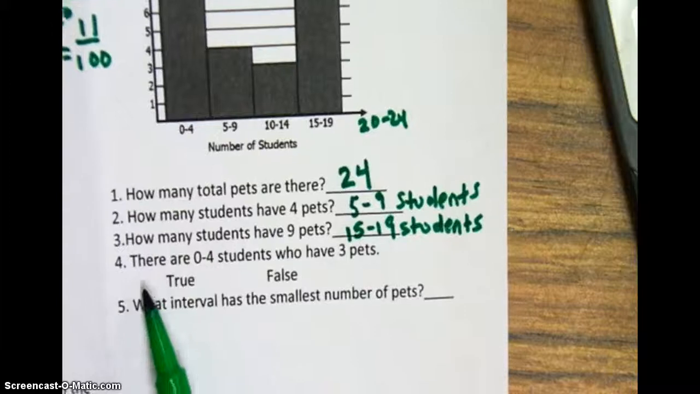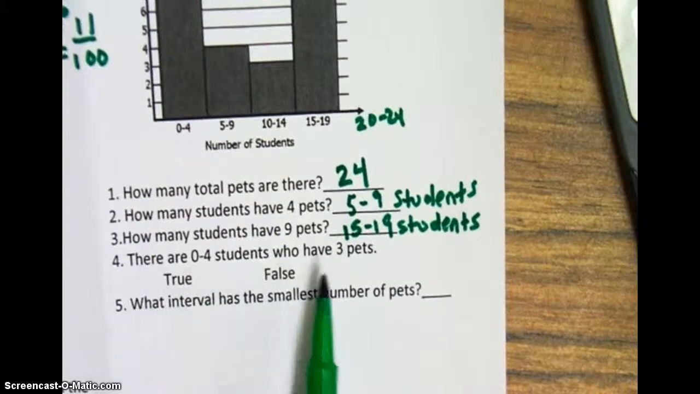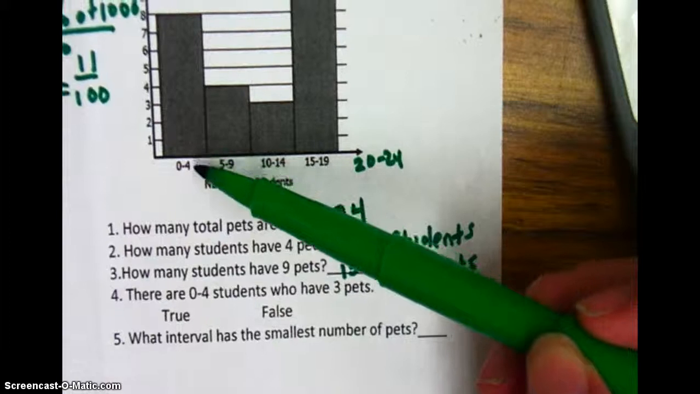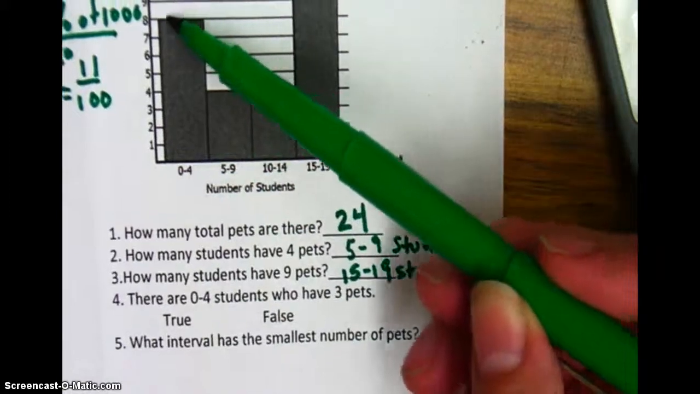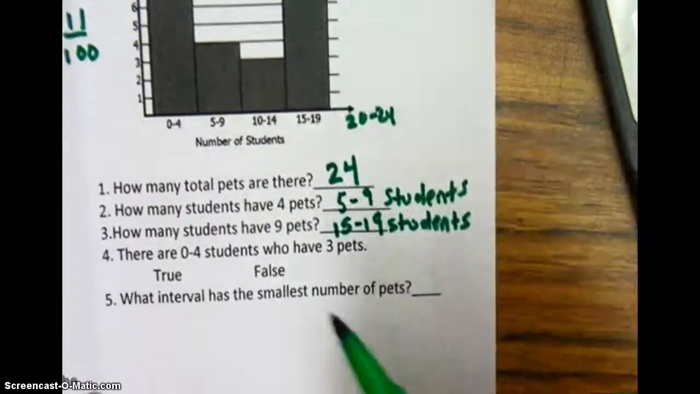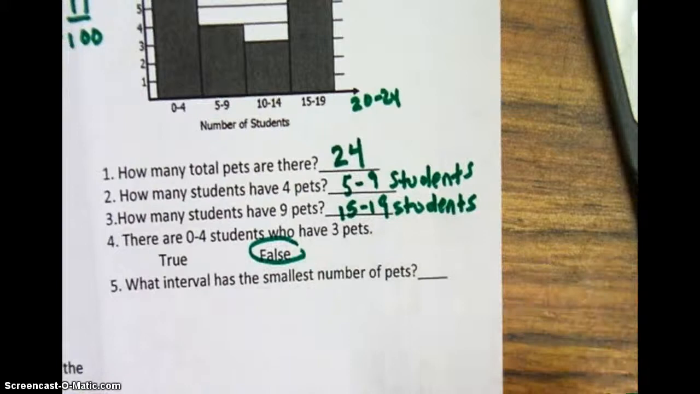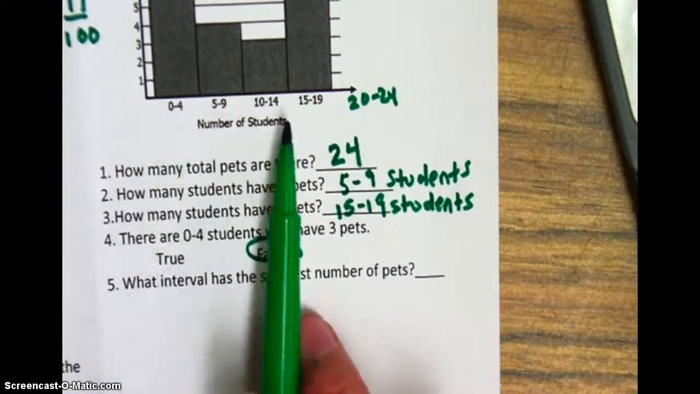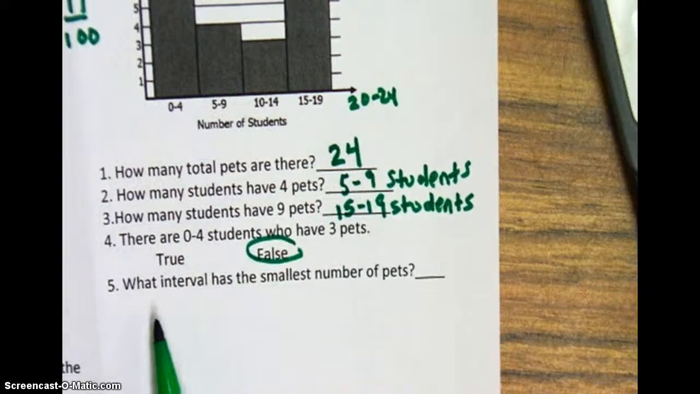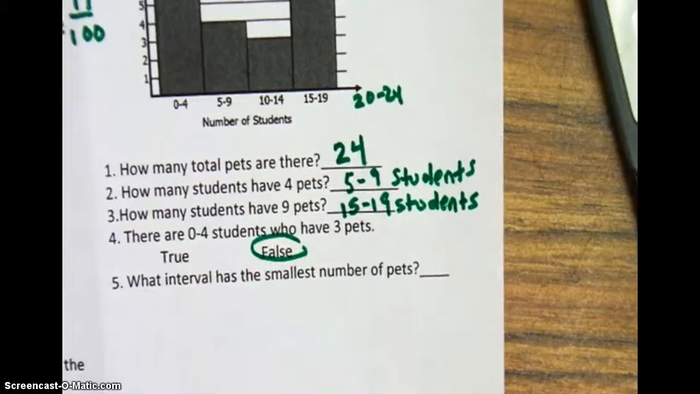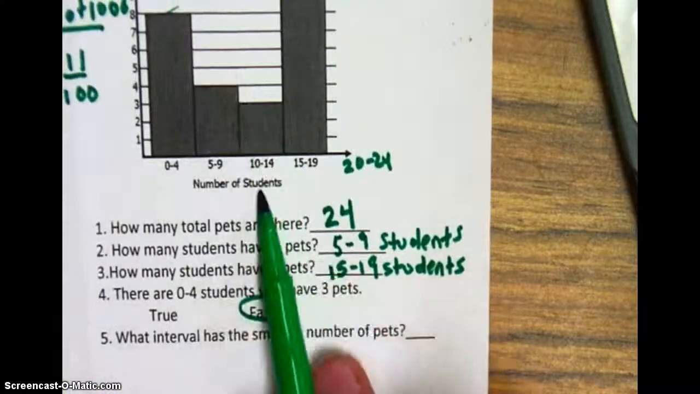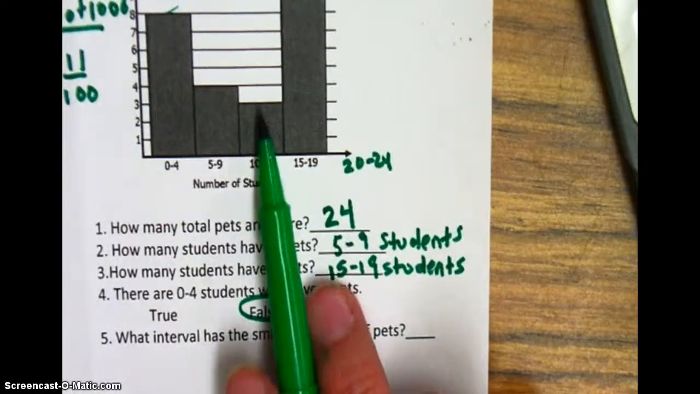Then number 4, it says there are 0 to 4 students who have 3 pets. So if you look here at 0 to 4, that's not true because here you have 8 pets up here, so it would be false. Then number 5 says what interval, and interval is just talking about these groups of numbers. What interval has the smallest number of pets? The interval that has the smallest number of pets would be the interval between 10 and 14 students because they only had 3.